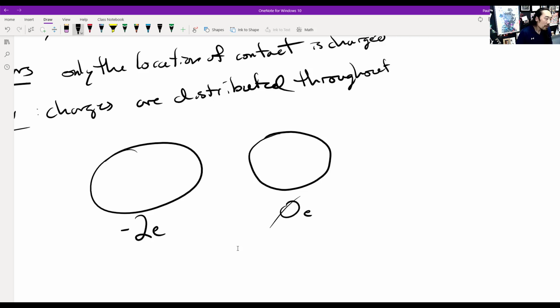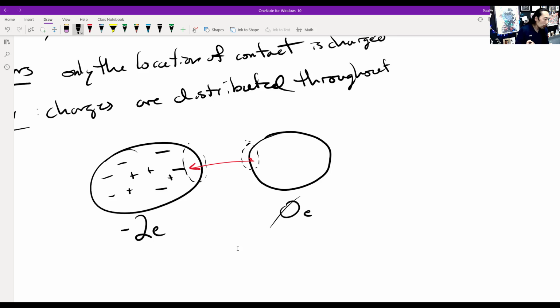When this negative object touches this neutral object, and we'll just make it negative, it looks like this: 1, 2, 3, 4, 5, 6, 1, 2, 3, 4. Okay, so net -2 here. So let's say we have this portion of the object touch this portion of the object. Okay, so with insulators, only the contact points from right there and right there become as neutral as possible.